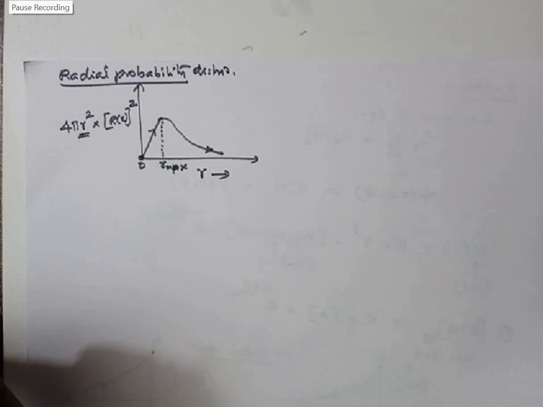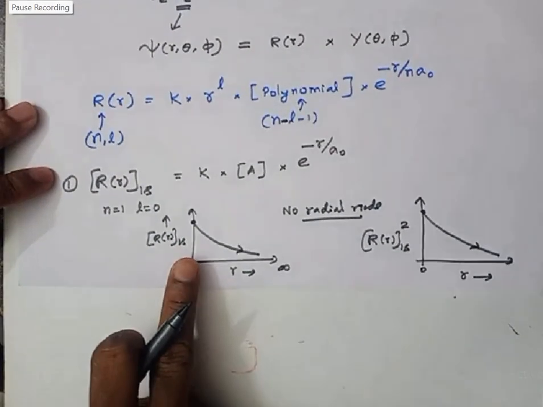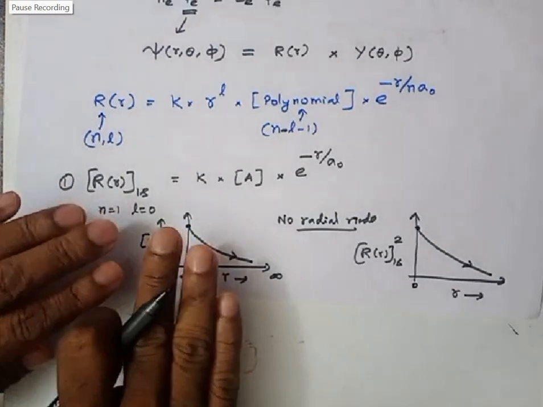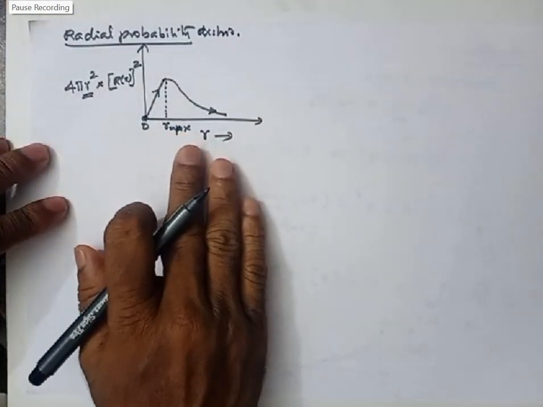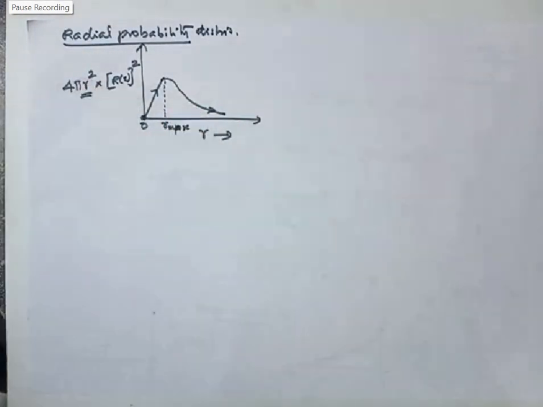Okay, right. So I have discussed how to carry out the radial wave function plot and probability plot, then the radial probability plot. Radial probability is what is important for us.